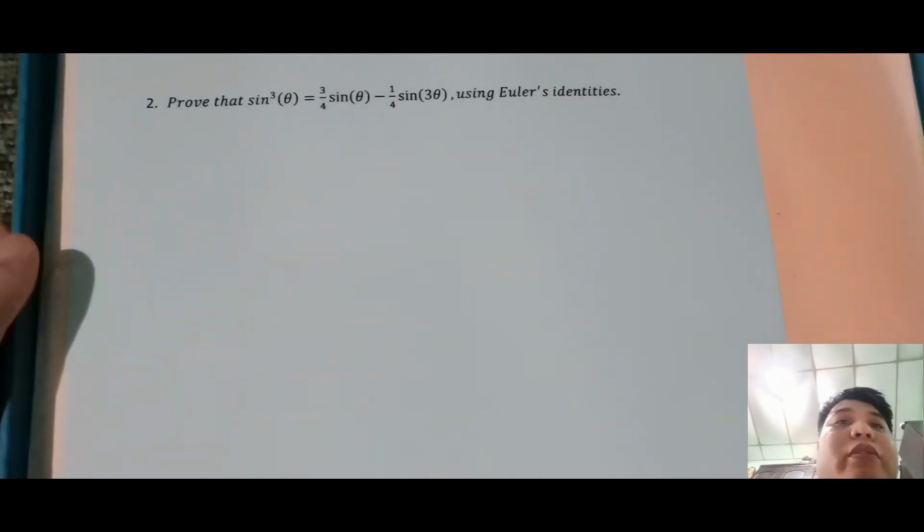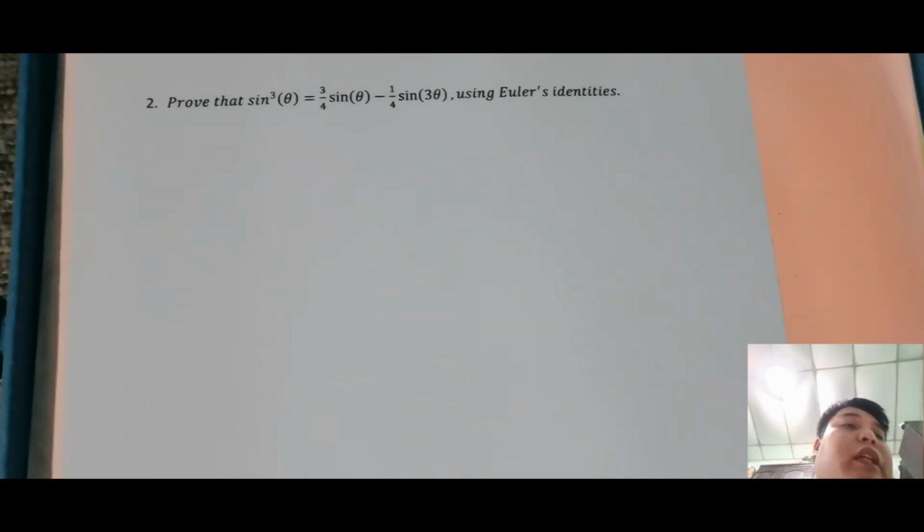Okay, so let's have number 2. Prove that sine cube theta is equal to 3 over 4 sine theta minus 1/4 sine 3 theta using Euler's identity. Naalala mo yung Euler's identity, dalawa yun, no? Kung meron kang cosine theta, that is e raised to I theta plus e raised to negative I theta over 2. Then pag meron kang sine theta, that is equivalent sa e raised to I theta minus e raised to negative I theta over 2i.